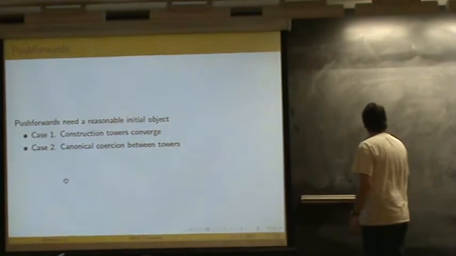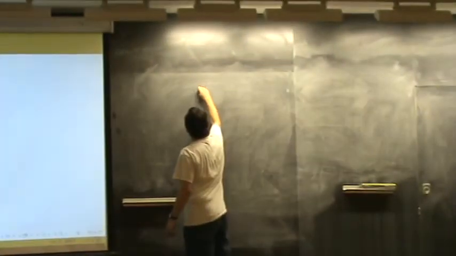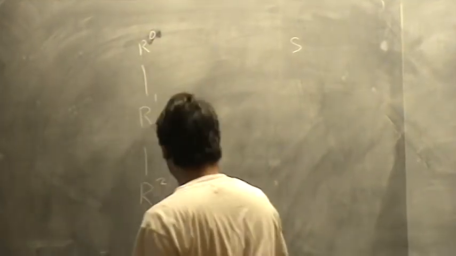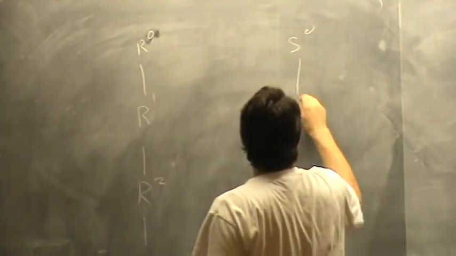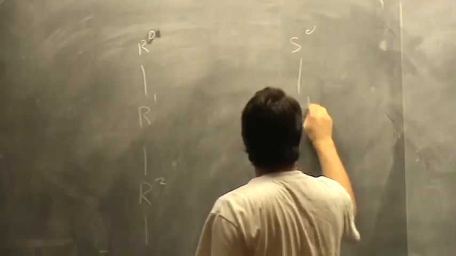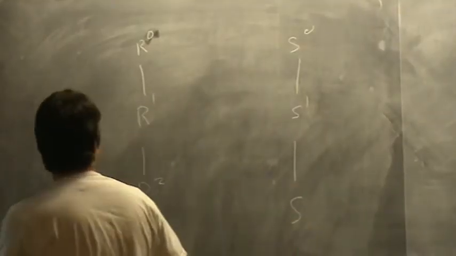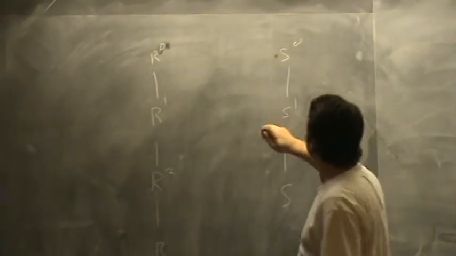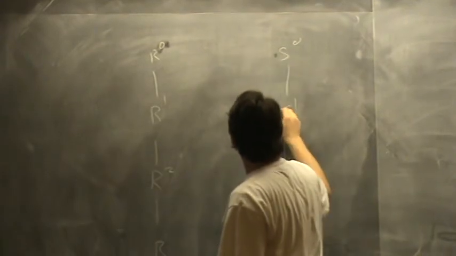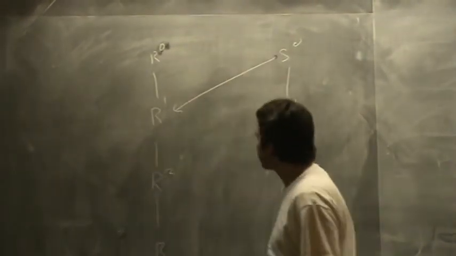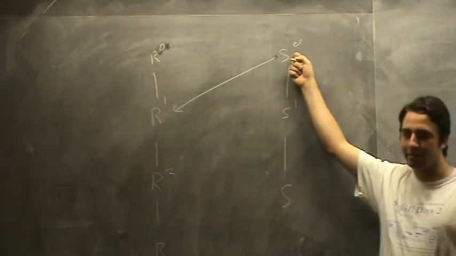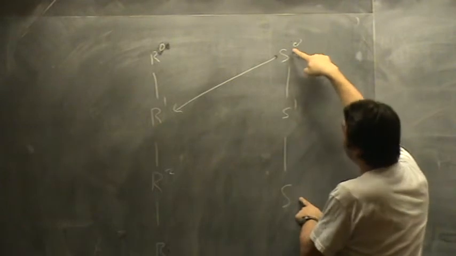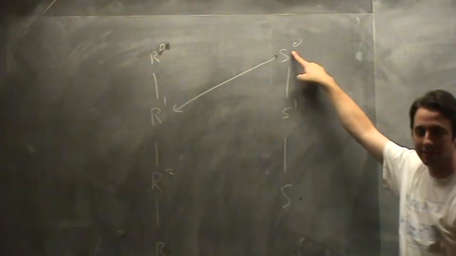So you might have R, and then I'll call these S. So you might have R and S, and if these don't match, then what you do is you look for a canonical coercion, say, going like this. And then you consider this to be the initial object. And now you're trying to find the pushout between R and S with respect to this initial object here.